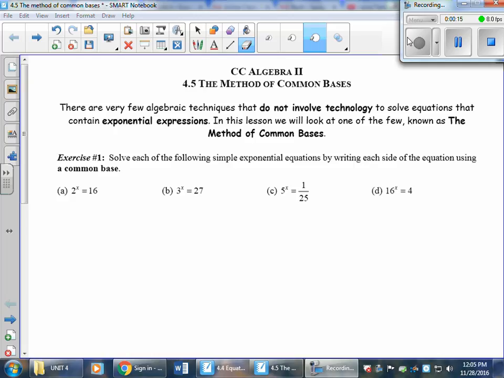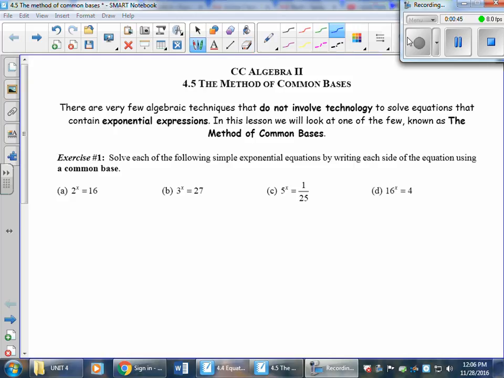So there are very few algebraic techniques that do not involve technology to solve equations that contain these exponential expressions. So we're going to look at one of these techniques called the method of common bases. In exercise 1, it says solve each of the following simple exponential equations by writing each side of the equation using a common base. So what you need to determine here is, most of the time it's pretty obvious, but you need to bring it down to a base that's common to both of them.